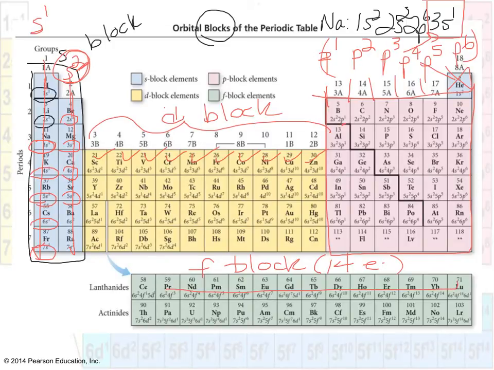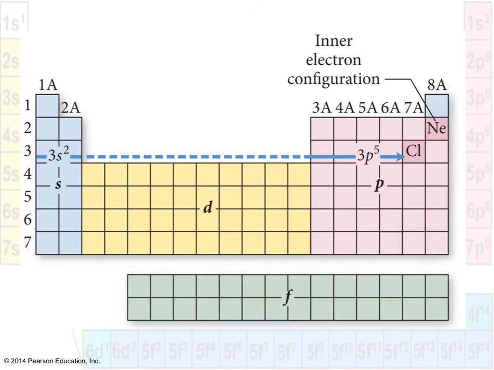All right, so you need to know these blocks. I could possibly give you a blank periodic table and have you circle in and label the blocks. All right, this is just kind of how it looks in summary. The S block, D block, P block, and F block.